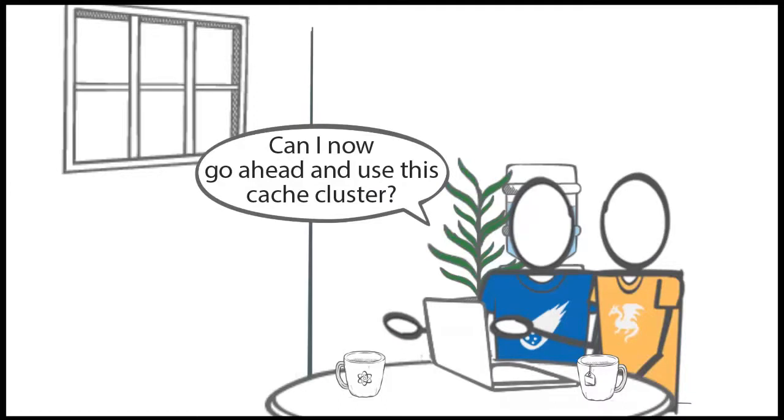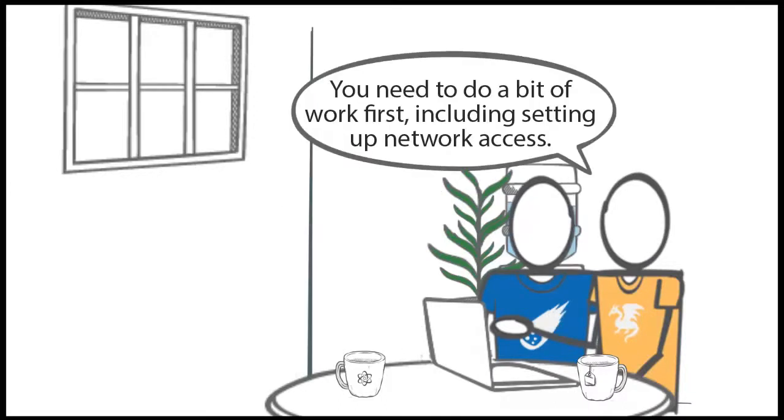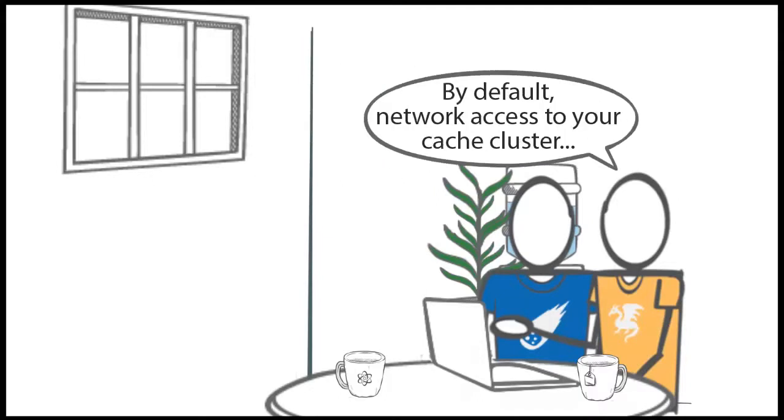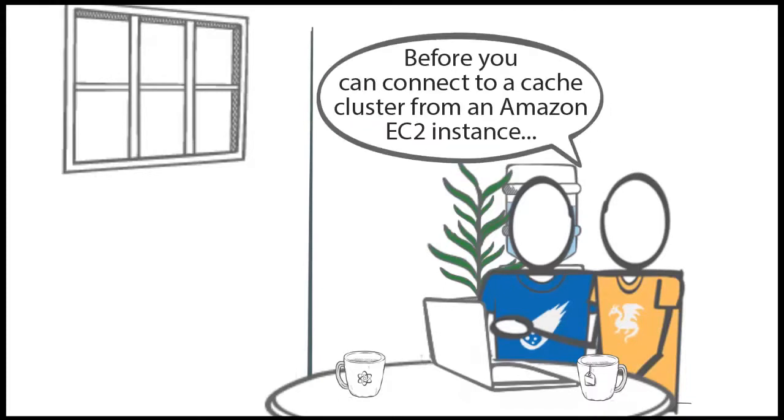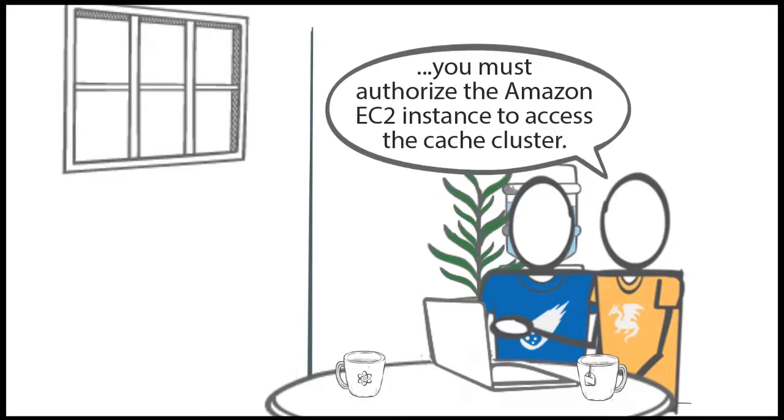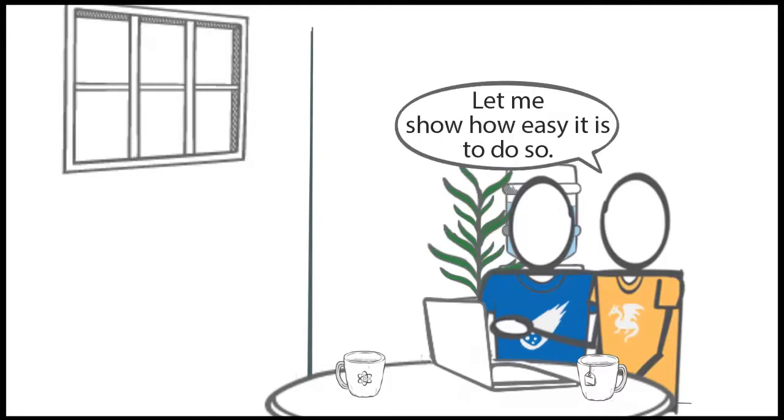Can I now go ahead and use this cache cluster? You need to do a bit of work first, including setting up network access. By default, network access to your cache cluster is limited to the user account that was used to create it. Before you can connect to a cache cluster from an Amazon EC2 instance, you must authorize the Amazon EC2 instance to access the cache cluster. Let me show you how easy it is to do so.